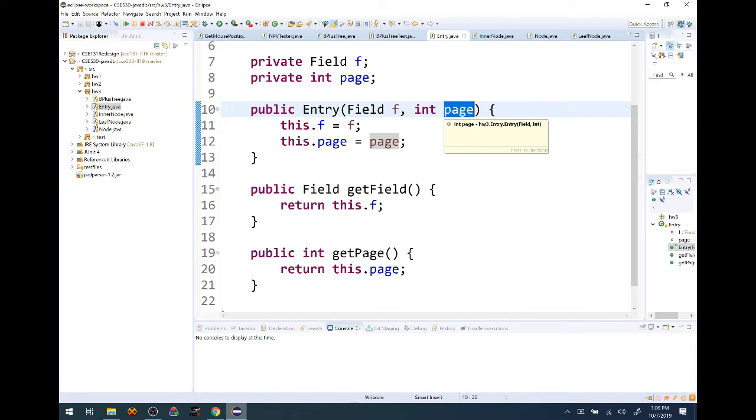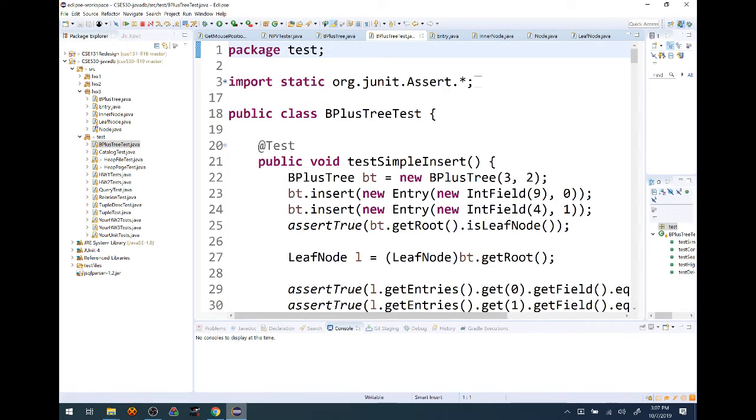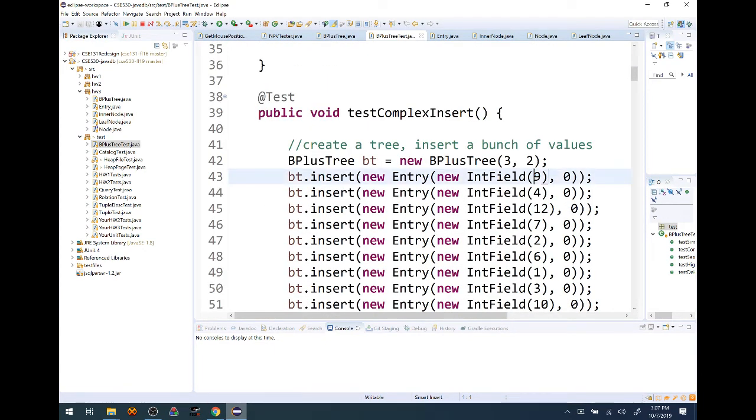Good question. I did try to keep this as close to the examples that we've done on the board as possible. So if you've gone through the examples on the board that we did in class, you understand what's going on. This tree is meant to mimic that as closely as possible. And actually, to reinforce that idea, if you look at B plus tree test, so I do have some simple unit tests here for you, but actually this complex insert is literally the example that we did on the board in class. This is that example, right?